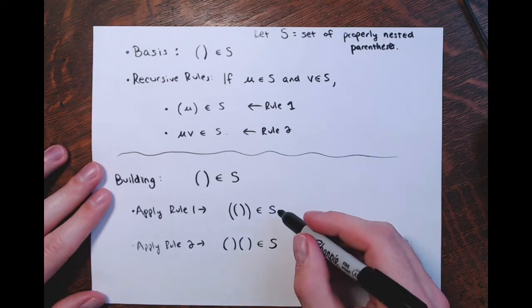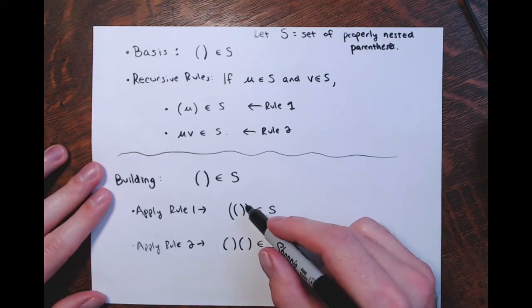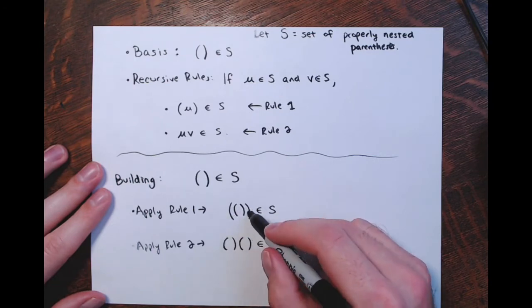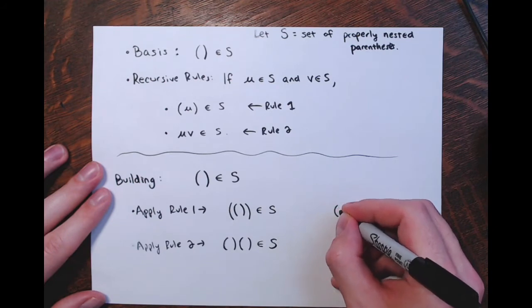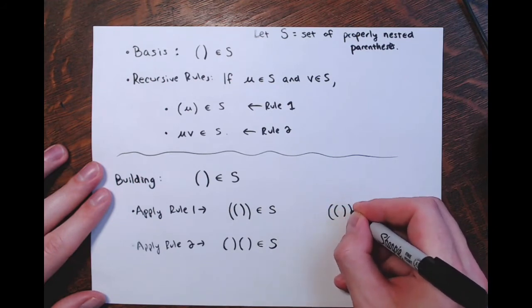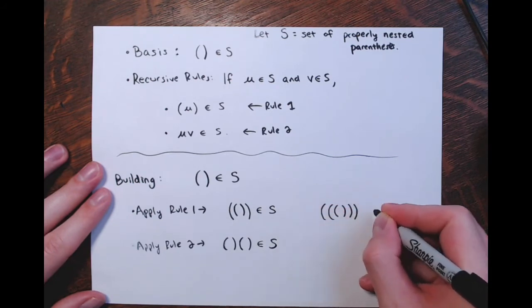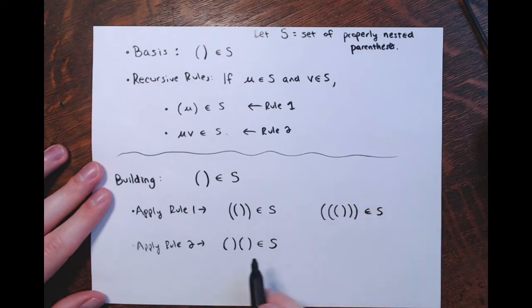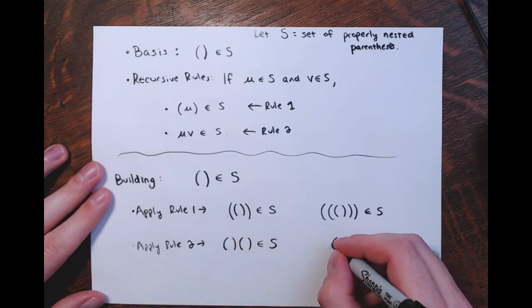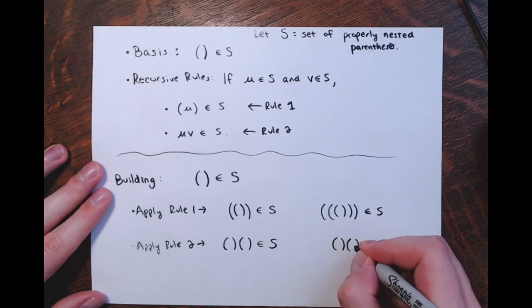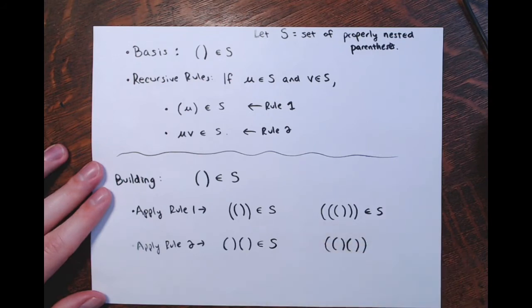And then, here's a properly nested sequence of parentheses. Put parentheses around that, and this is properly nested. Same thing here. Take this one, which belongs to the set of properly nested parentheses, and just put parentheses around it. If I apply rule 1, you could take any element and put parentheses around it, left and right, and that's also properly nested.